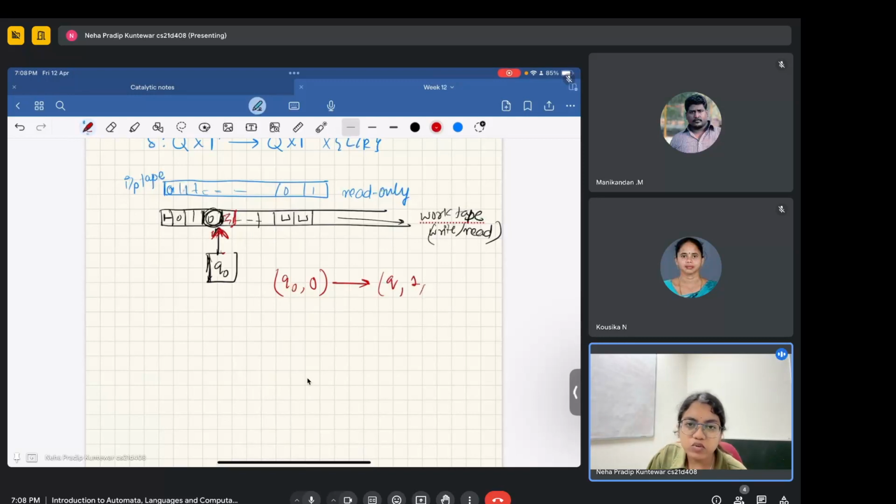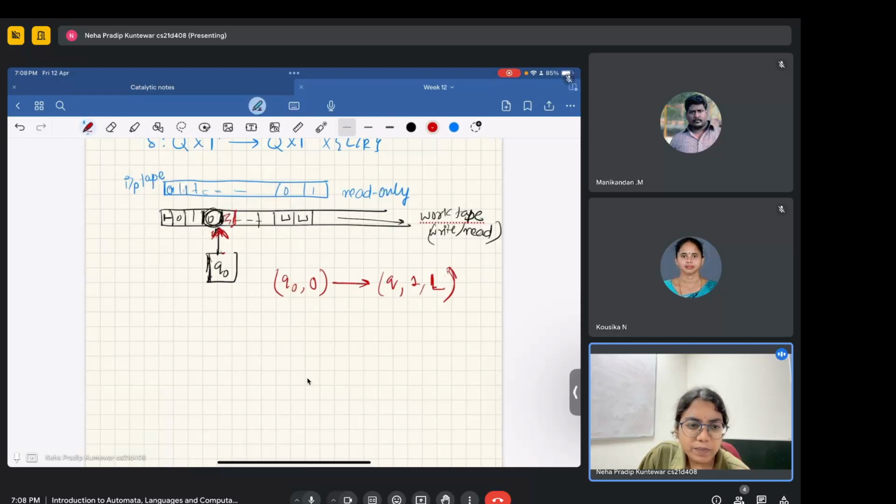Maybe you just write 0 or you write 1, whatever it tells you. But it also tells you whether to go to the left or to the right. So let's say it tells you to go to the left. One thing is that no matter what you read, it is going to tell you where to go. Either you go to the left or you go to the right.